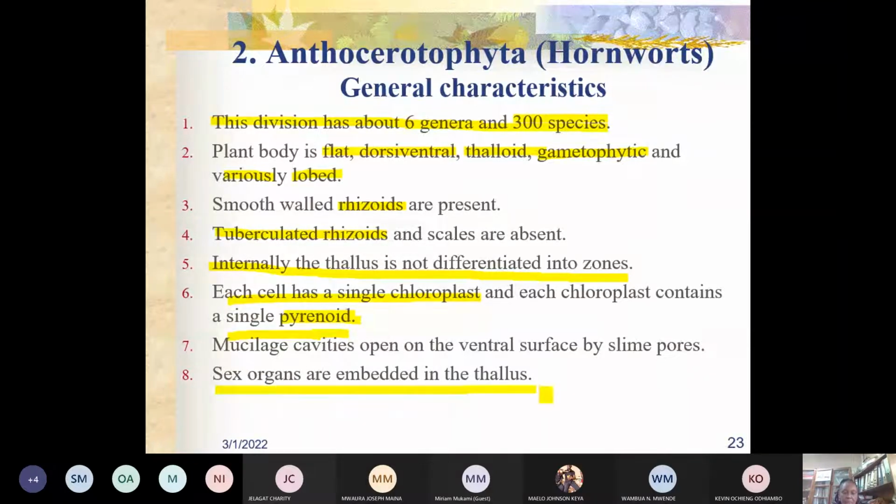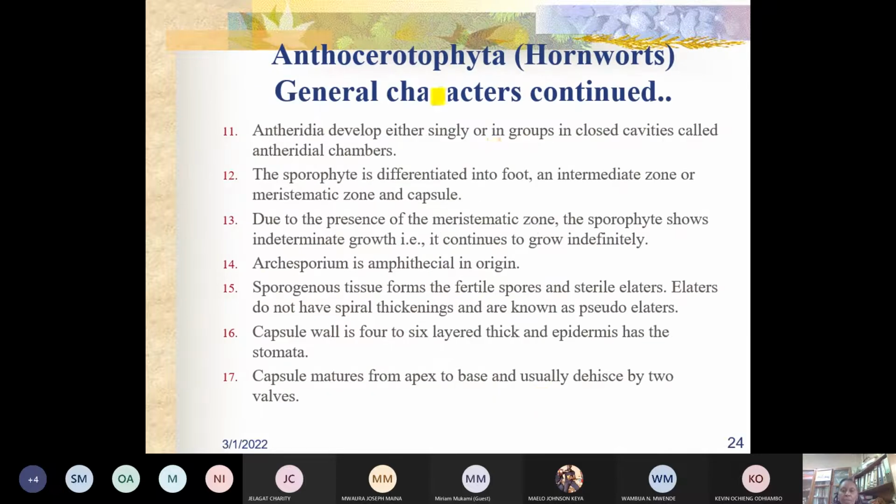Now, what about the diversity of the sexual organs? They are embedded within the thallus. So continuing with the characteristics, the sex organs that are embedded, we have the antheridia, which are the male, which usually can develop singly or in a group. If they develop in a group, then you're going to have an antheridial chamber.